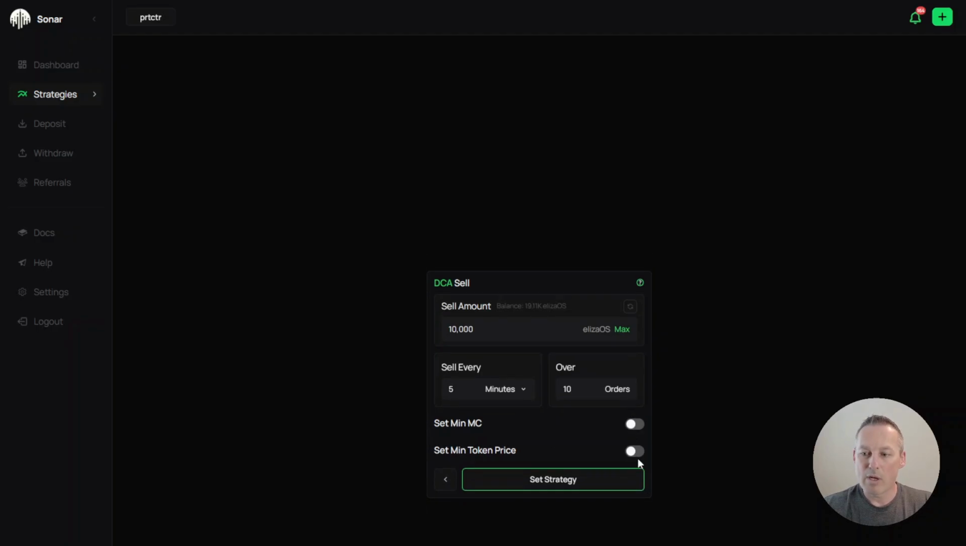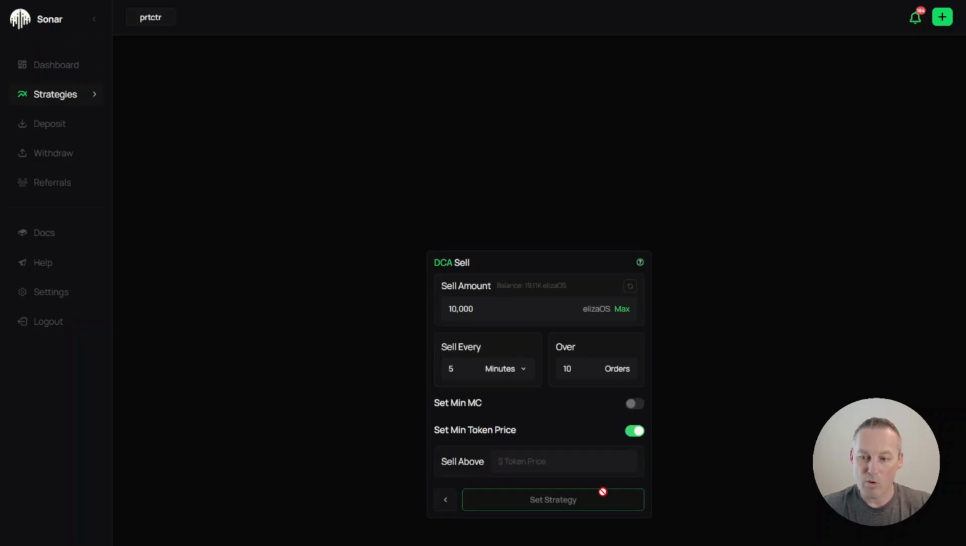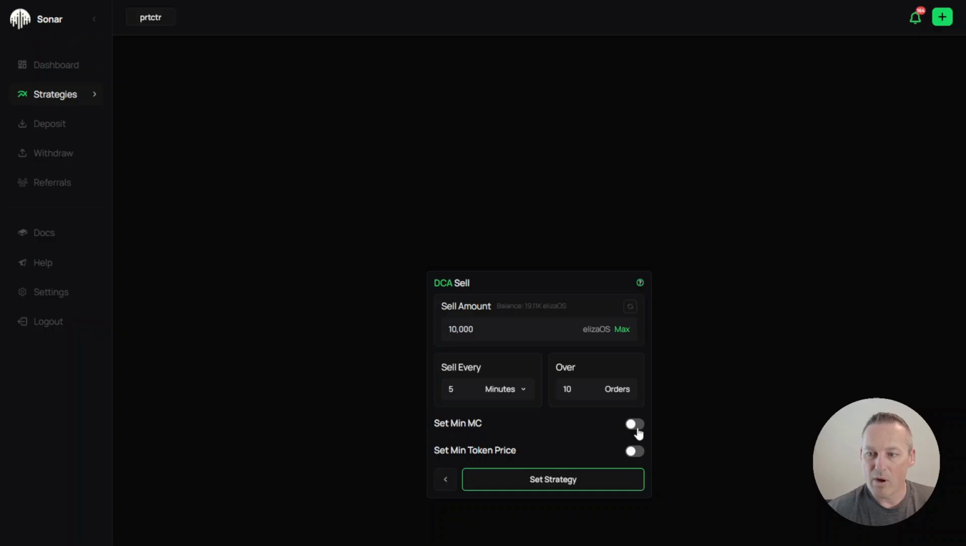Now, if I want to do a token value, let's say this token is $1, I want to start selling, then it'll wait till that parameter is met. You could set one or the other. You cannot set both, obviously. So that is the simple explanation of the DCA strategy. The only difference is if you're buying, you need native asset, and you would be buying below a certain point. We are selling above a certain point for this.